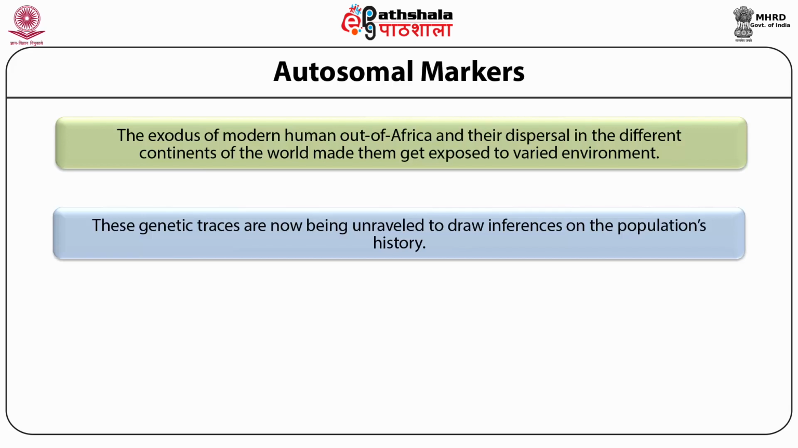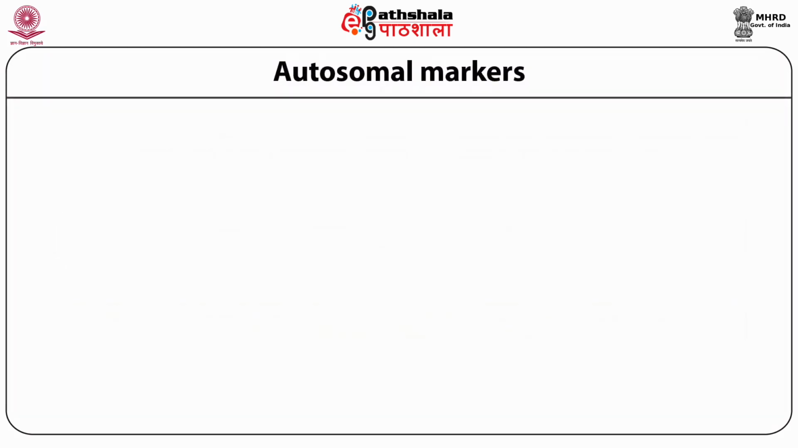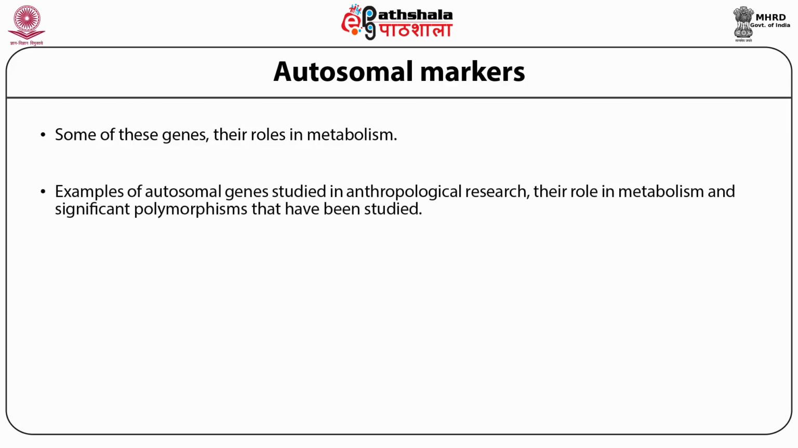Demographic changes in history are inferred by modifications that have occurred across the genome, while genetic adaptations are traced by studying signatures of selection, which are localized in the genome. Some autosomal genes have been widely studied across human populations to answer questions on the history of human dispersal. Now, the next table shows some of the genes and their role in metabolism. This table explains the autosomal genes studied in anthropological research, their role in metabolism, and significant polymorphisms that have been studied.